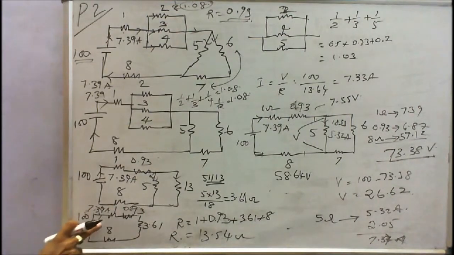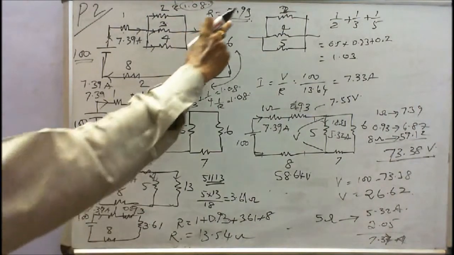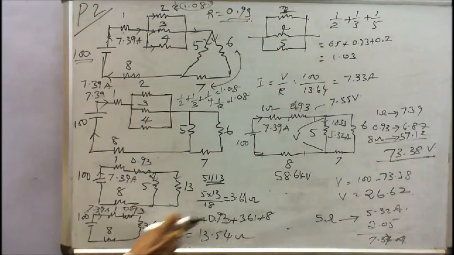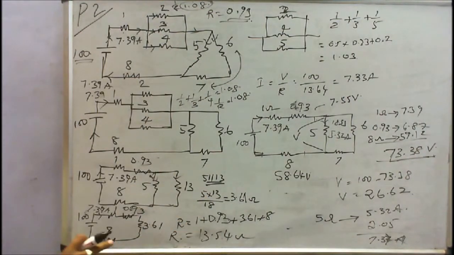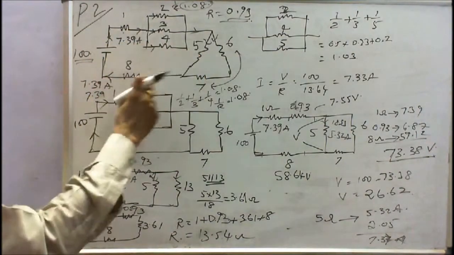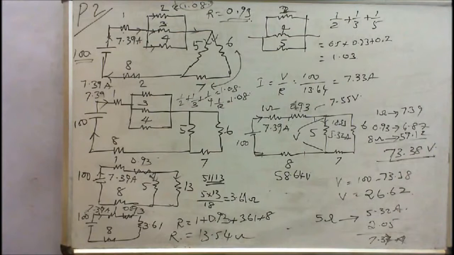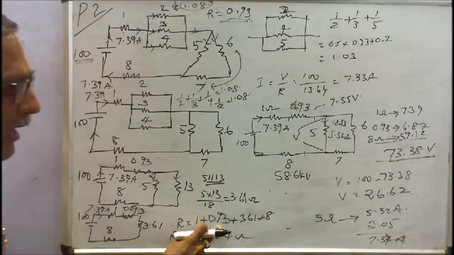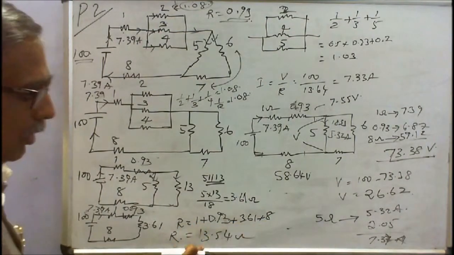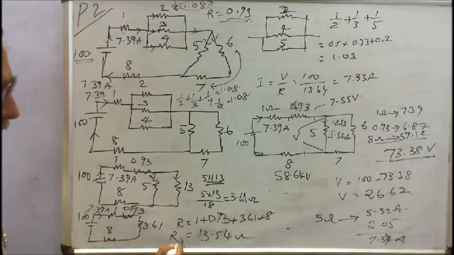One is a 1 ohm resistor, another is 0.93, another is 3.61, another is 8. Therefore 1, 2, 3, 4 things. So 1 plus 0.93 plus 3.61 plus 8 is equal to 13.54. The total resistance in the network is 13.54 ohms. First part is over.